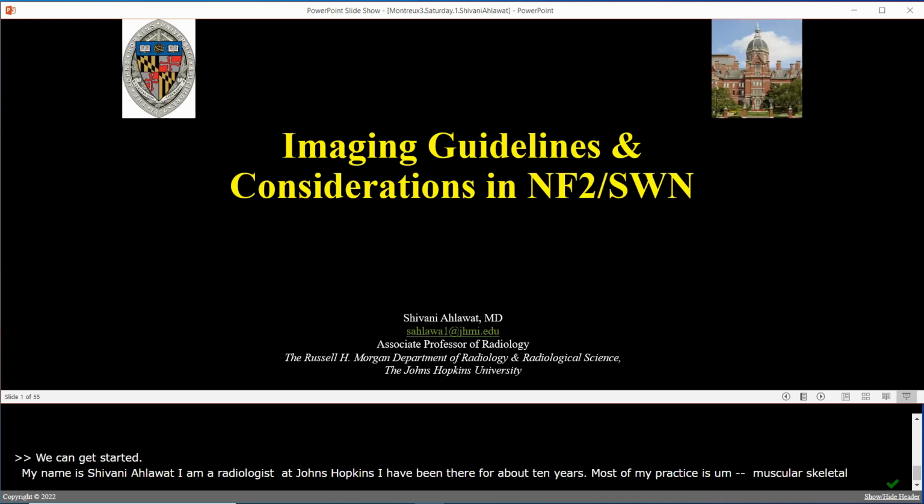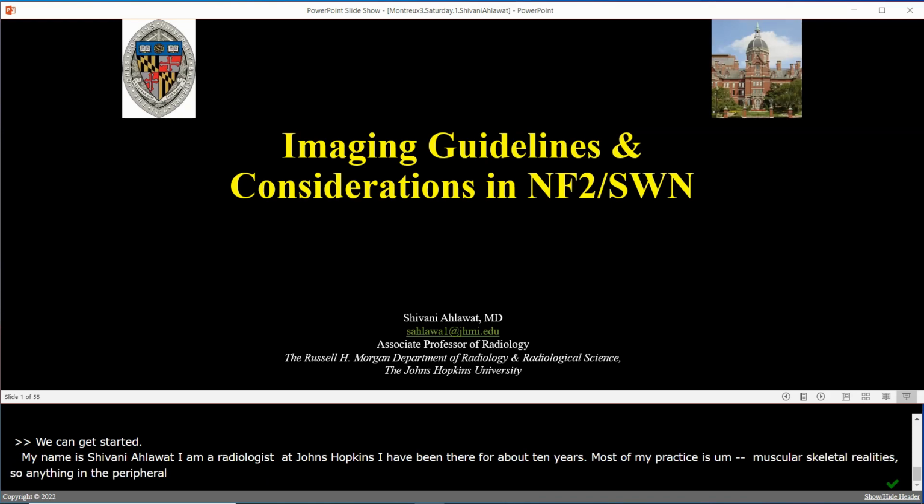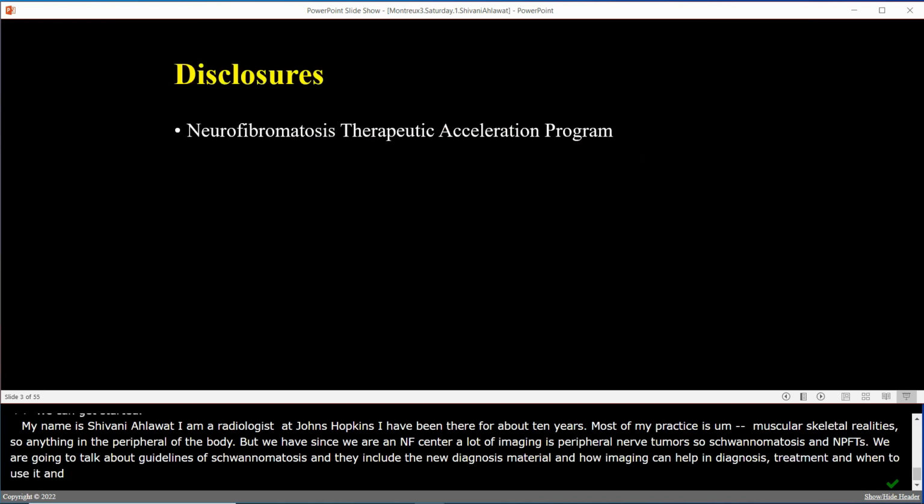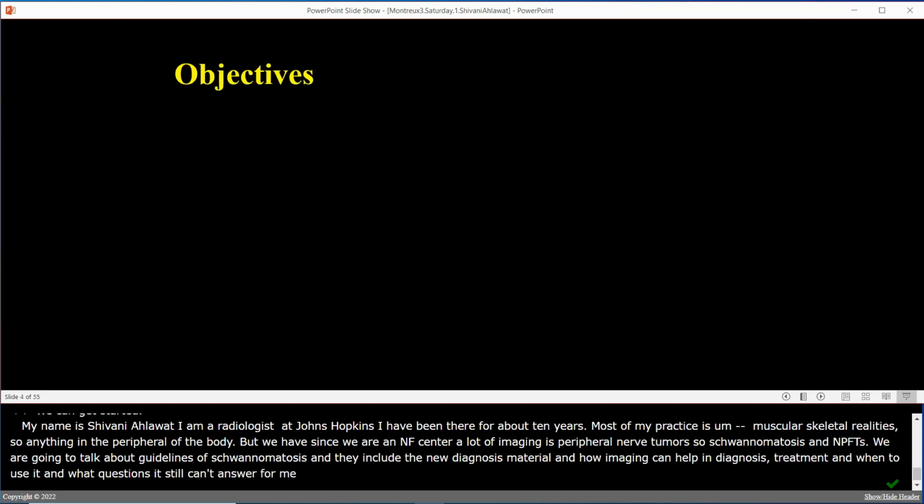But because we're a tertiary sarcoma referral center and we have an NF center, a lot of imaging is of peripheral nerve tumors, so schwannomas, neurofibromas, and MPNSTs. So we're going to talk about guidelines and consideration of schwannomatosis, and we'll include the updated new diagnostic criteria and how imaging can help in diagnosis, surveillance, treatment, when to use it, and what questions it still can't answer for people. This is my unrelated disclosure.